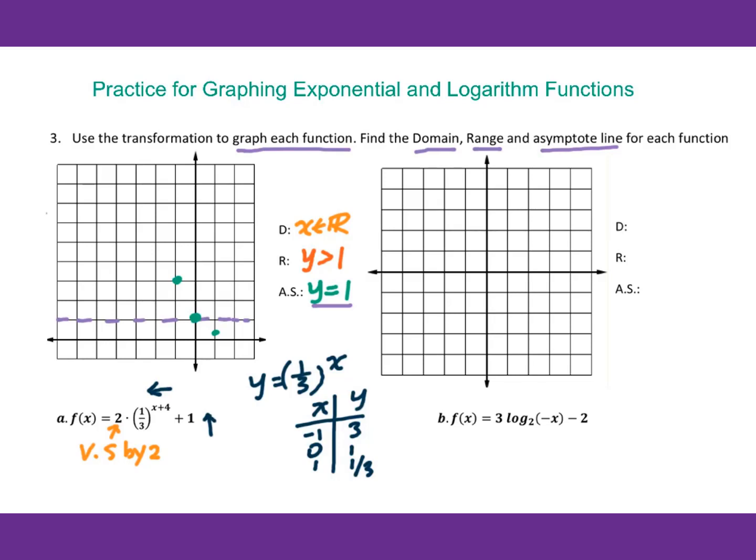Remember, inside is a liar. Whenever you have a number with x, that's a liar. So move to the left 4. Vertically stretched by a factor of 2 means your y coordinate is multiplied by 2. If I have 3 here, I multiply by 2, I go to 6. It goes here. Then this point goes to the left 4: 1, 2, 3, 4. Then go up 1. Go here.